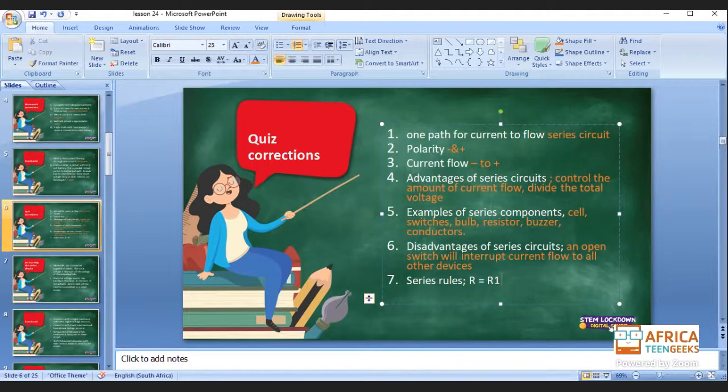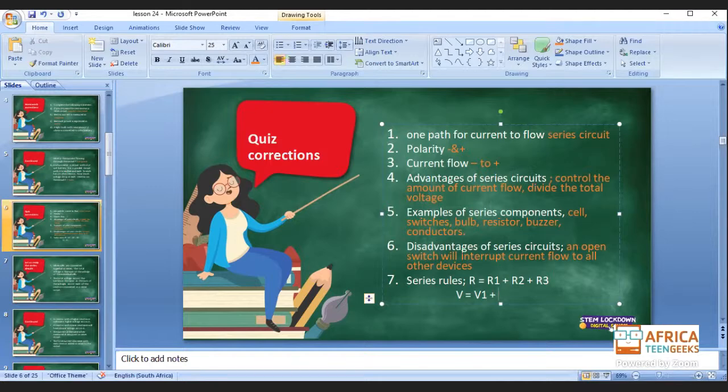R1 plus R2 plus R3. And then the last one? Voltage applied to a series circuit is equal to the sum of the individual voltage drops. How do we represent that? V total is equal to V1 plus V2 plus V3. Thank you. And if the circuit is broken at any point, no current will flow.